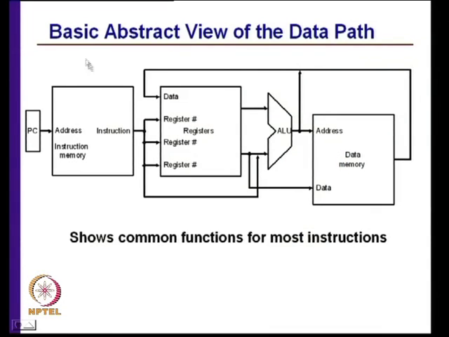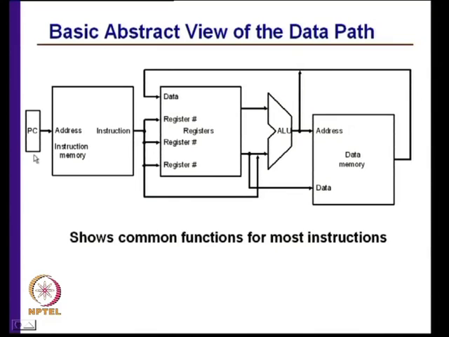So this is the basic abstract view of the data path. You start from the left side, and here this shows the most common functions. This is not the complete data path. As we progress in this lecture, we shall see the other data path components that are required. So you are starting with the content of the program counter. Program counter is holding the address of the next instruction.